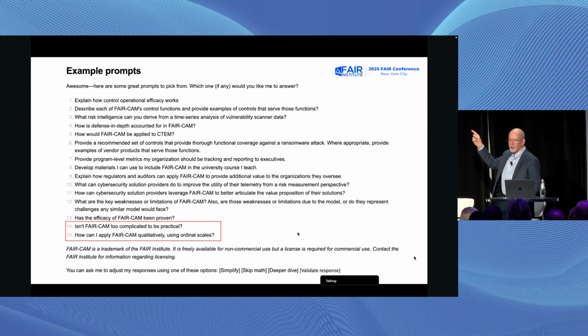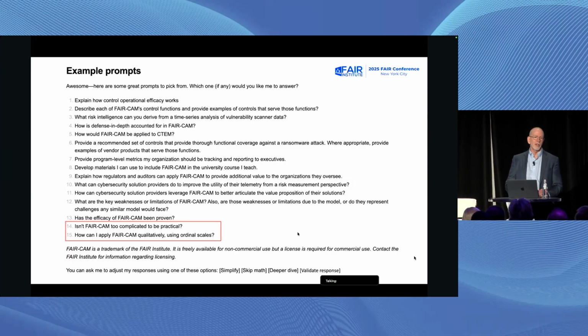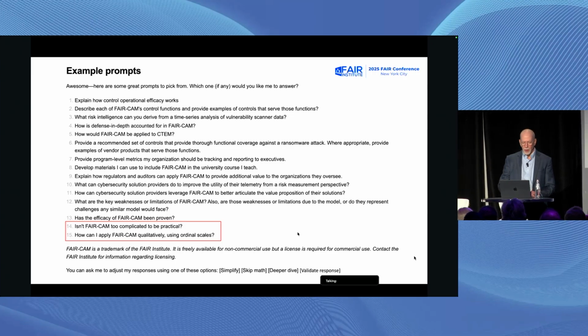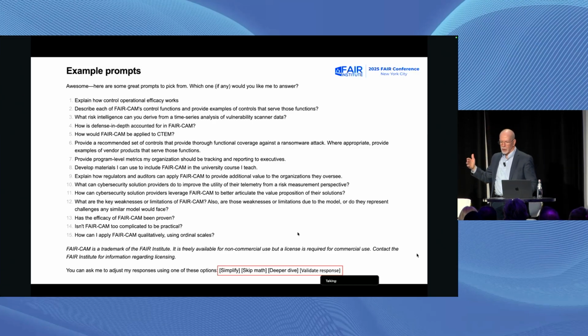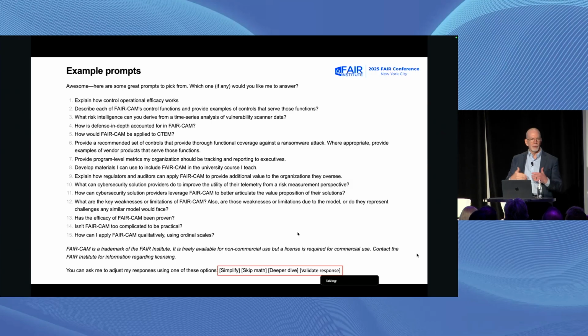It'll also answer the question, how can I apply FairCam qualitatively rather than quantitatively? Because you can. Okay. So, a lot of things it can cover. Down here, though, is something I think is important because it'll answer your questions assuming you have some foundation in FairCam, which not everybody does. So if you ask it a question, it'll provide maybe a harder to digest response, but you can then just say simplify it, and it'll give you a plain language answer. Right? If you don't have a background in FairCam. You can tell it to skip the math because it'll sometimes, depending on your question, get into the math behind FairCam. Right? Say skip the math, I don't care about that. Or you can ask it to dive deep, and if you do that, hang on to your hats because it'll get geeky, all right?